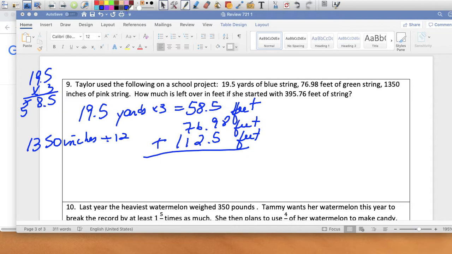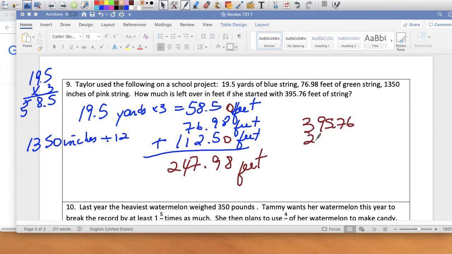Let me add them up. So that's going to be an 8. It's going to be a 19. Carry 1, 10, 17. Carry 1, 7, 8, 9, 14, 247. That's how much you're going to use. How much do we have? 395.76. I'm going to subtract 247.98.